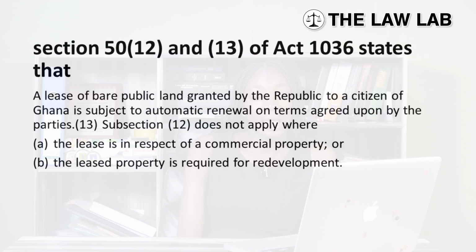It must be renewed. Another novelty is a lease of bare public land granted by the Republic to a citizen of Ghana is subject to automatic renewal on terms agreed upon by the parties. Note, however, that this automatic renewal is inapplicable in situations where the lease in respect of a commercial property or the lease property is required for redevelopment. So that is a novelty that has been introduced with the passage of Section 50.